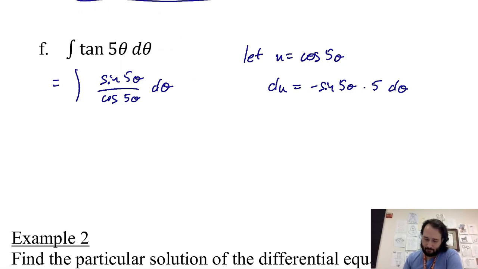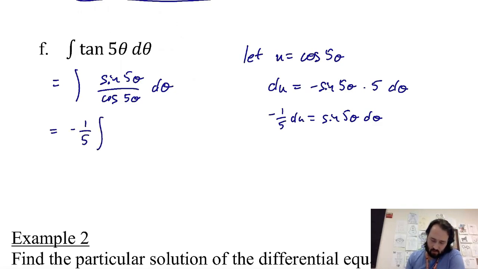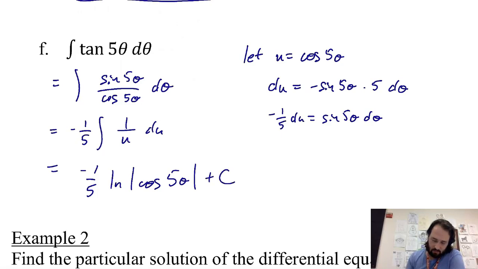All right. So now I have the sine of 5 theta, but I don't have the negative 5, so I'm going to divide that over. So negative 1/5 du is sine of 5 theta d theta. So I have negative 1/5, the integral of 1 over u du. So this is negative 1/5 ln of u, which u is cosine of 5 theta, plus c.